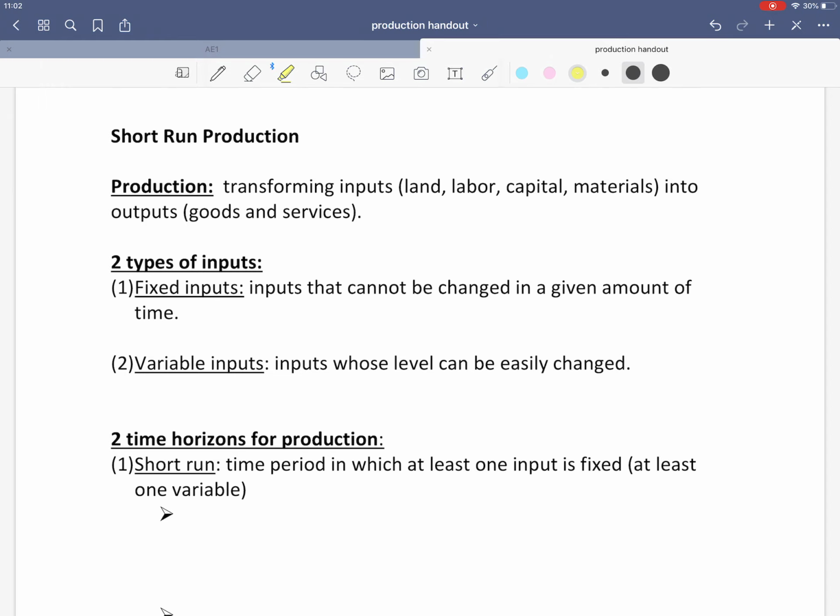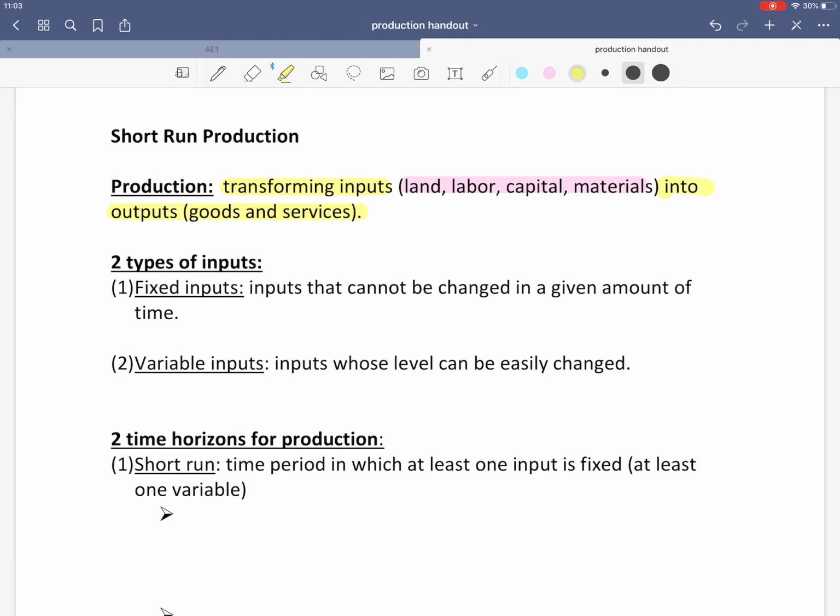Now, production, in the economic sense, is going to be the transformation of inputs. And in chapter 1, we talked about our different types of inputs, or our factors of production, so land, labor, capital, entrepreneurship, things like that. So when we look at the production process, it's going to be how we're transferring those inputs, or those factors of production, into goods and services, or outputs. So that's what the production process centers around, transferring these inputs into outputs.